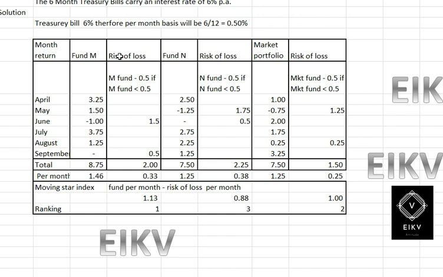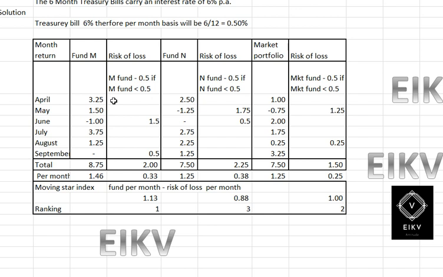Then we have the return of fund M, and in case of risk of losses it would be mutual fund return minus 0.5. If the mutual fund return is less than 0.5, then it would be 0. It would be negative, or there will be a value.